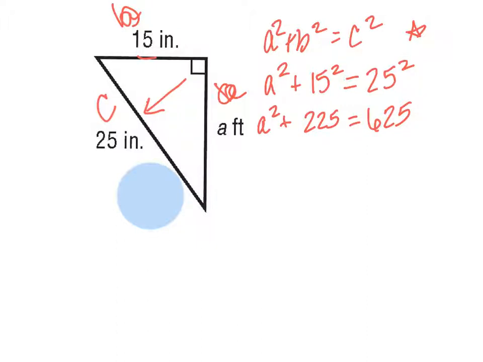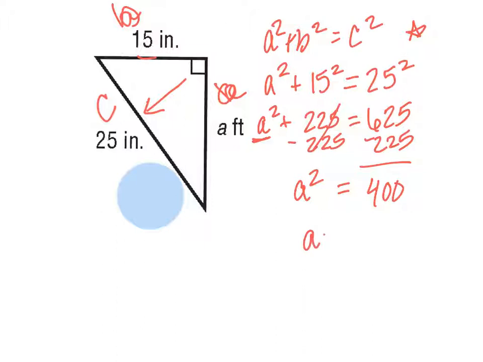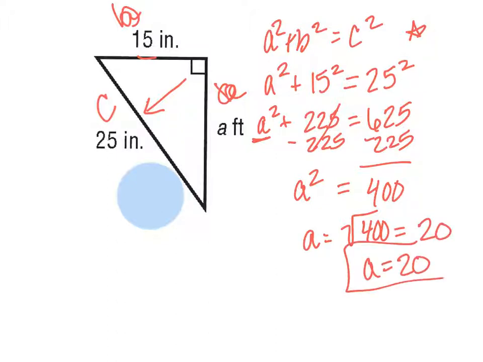So then we can just solve it like you would solve a one-step equation. So subtract 225, because my goal is to get this by itself. Okay, so that gives me 400. And I've got A squared, but I'm looking for A. So I've got to take the square root of that, which would be 20. So A equals 20.